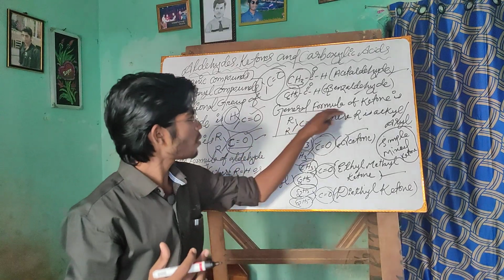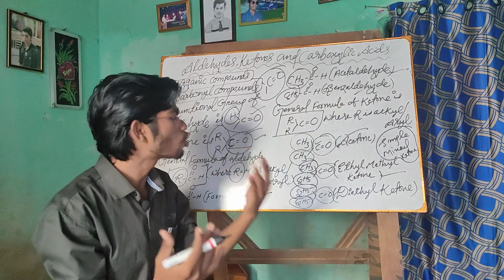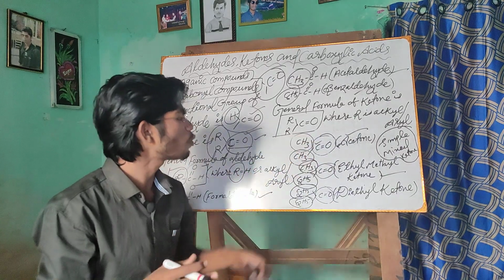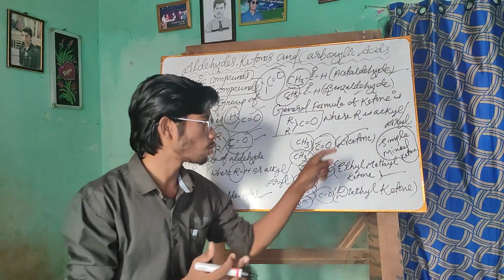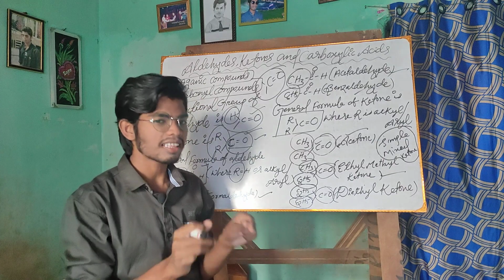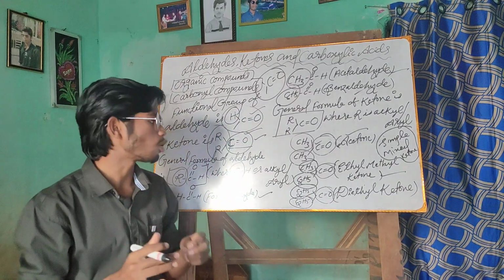Similarly, the general formula of the ketone is RRC=O, wherein the two alkyl groups or aryl groups can be attached to the carbon atom of the carbonyl group, right? And on the basis of that, we can classify the ketone into the simple ketone as well as the mixed ketone. So if the same alkyl groups are there, then that is simple ketone.